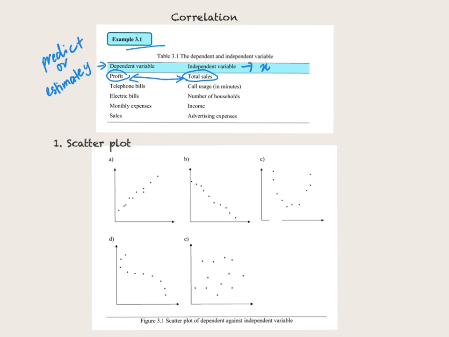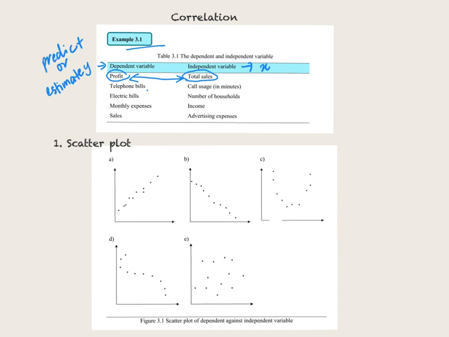So for example, your telephone bill depends on the call usage, say you call your friend maybe 60 hours in a month. Your phone bill is going to increase depending on the usage, not the other way around. So we can say that our dependent variable is telephone bills, and it is being influenced by the independent variable, which is call usage. To study the correlation between two variables, we call it correlation analysis.